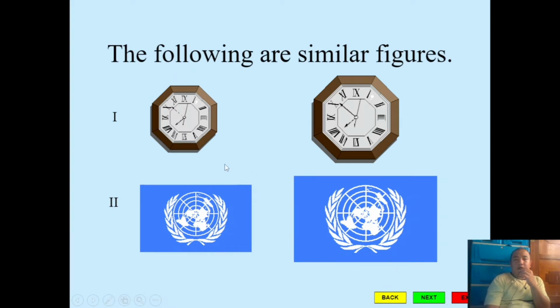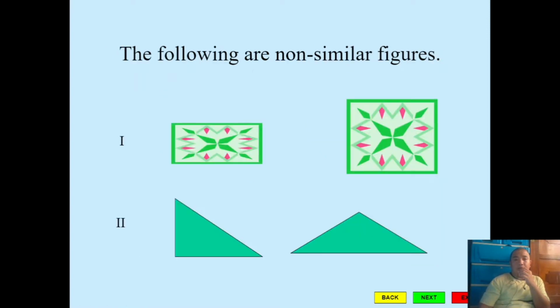Other similar figures you have here: an octagonal clock, smaller, and the bigger octagonal clock. Another picture, I think, of the United Nations, the smaller logo and the bigger logo of the United Nations. They are similar figures. The following are non-similar figures.